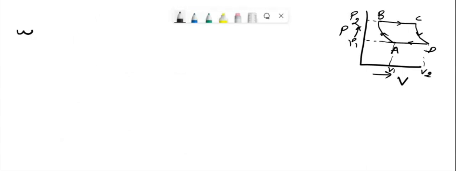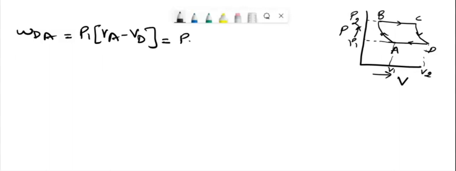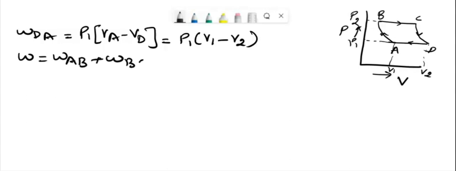Now work done for the process DA. DA is the isobaric process. So this will be P1 times VA minus VD, which can be further solved as P1 times V1 minus V2. Now the net work done will be the summation of work done in each process: W AB, BC, CD plus W DA.